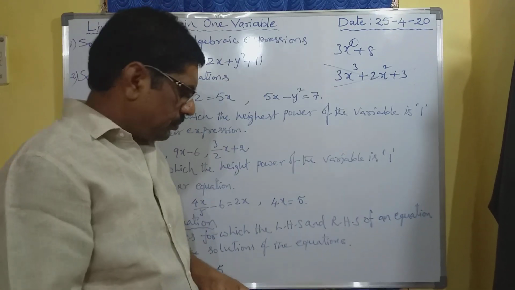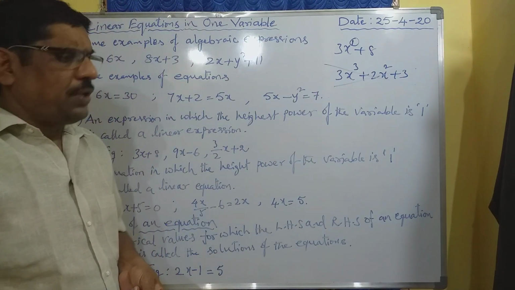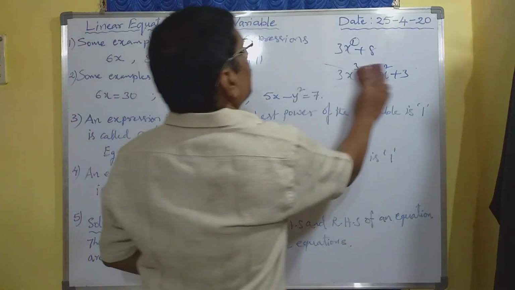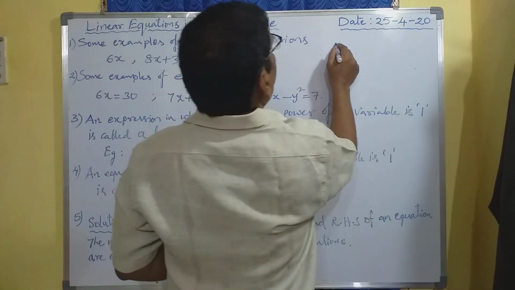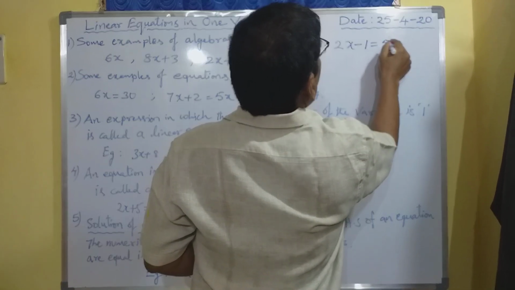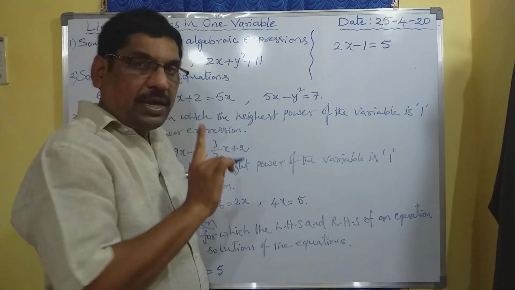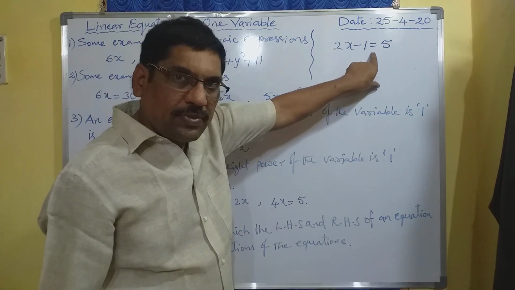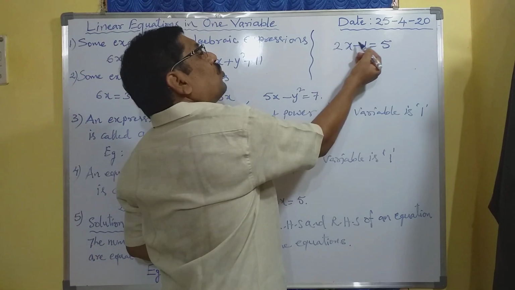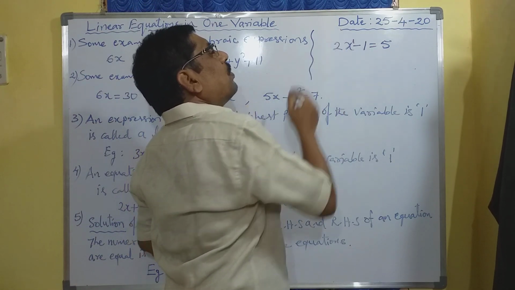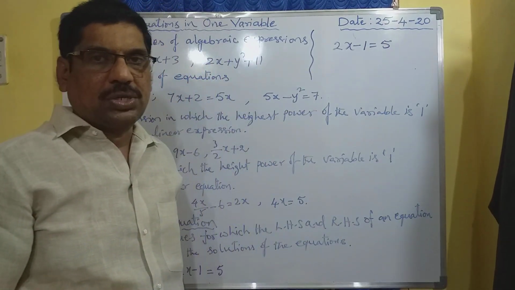Now, what is the solution of an equation? Let us take one linear equation. Here I have taken 2x minus 1 is equal to 5. Look at this. Is it a linear equation? First of all, is it an equation or not? Yes. Because it has a symbol is equal to. And what is the variable? X. What is the highest power? There is no power, so we can take it as 1. The highest power of the variable is 1. So we can say that it is a linear equation.